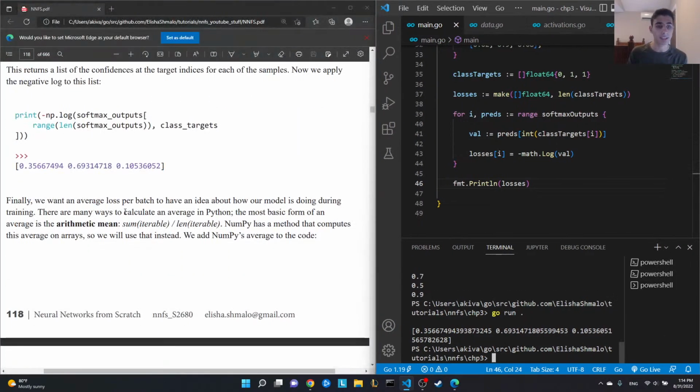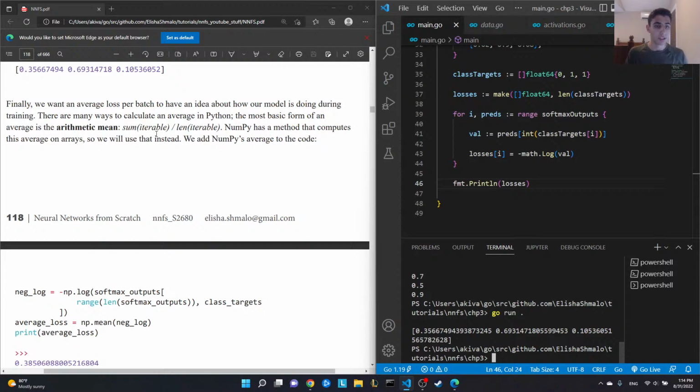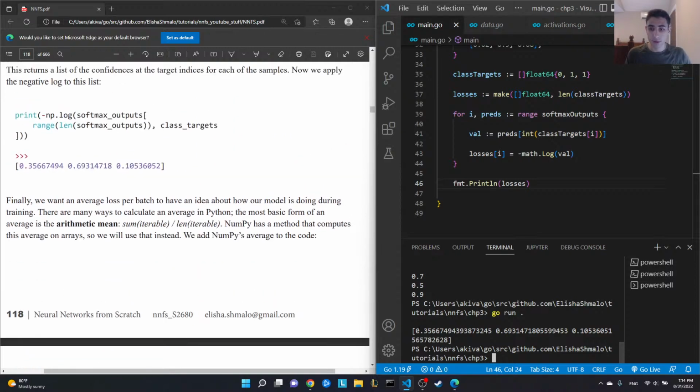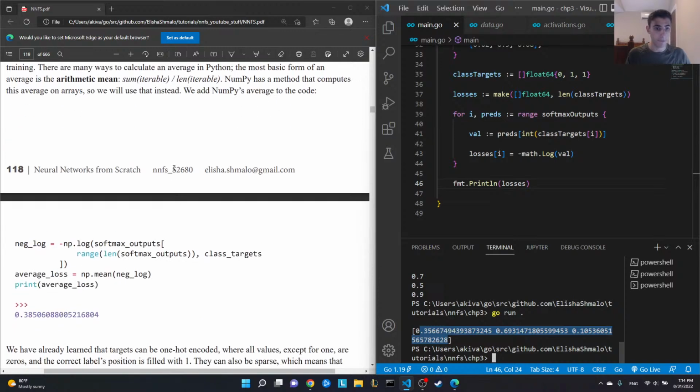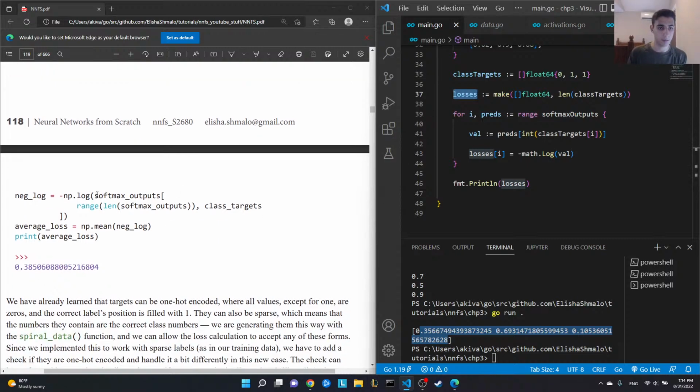Finally, we want an average loss per batch to have an idea of how our model is doing during training. So instead of having these three outputs, we want to get the average of them, so that we can return that as the loss. Right now we have losses. We want the loss. What is the loss? And we're going to get that.